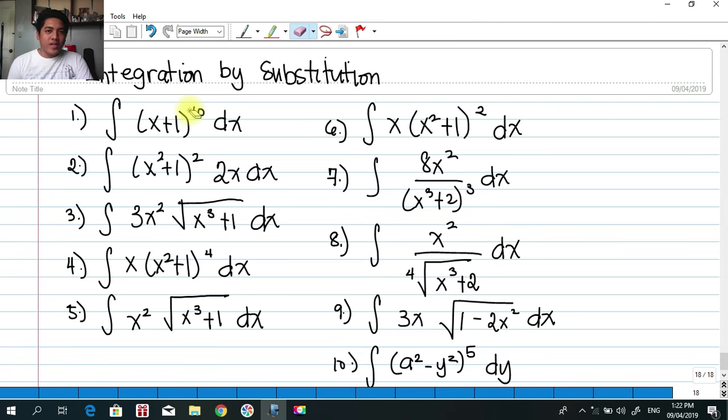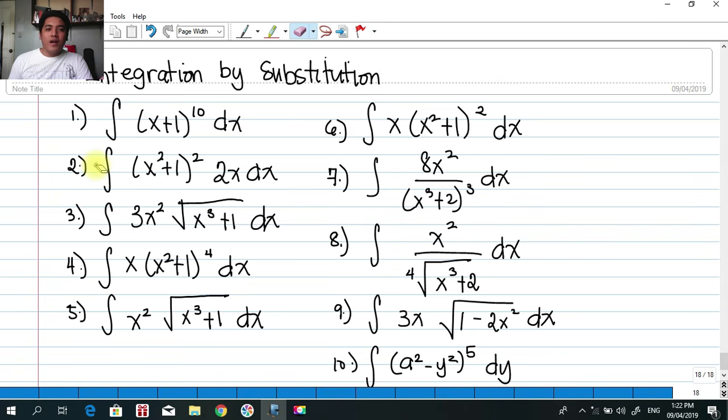Today we're going to talk about integration by substitution. This is a lecture all about integrals. This is part 2 of our basic integration lecture. Integration by substitution is basically a simple technique that employs the use of derivatives. So we're going to recall our basic derivatives here.